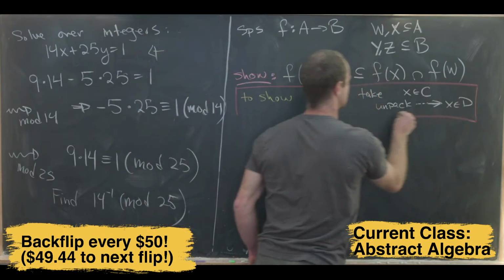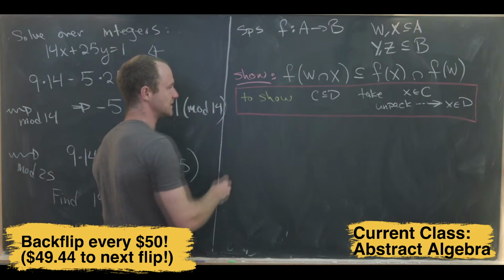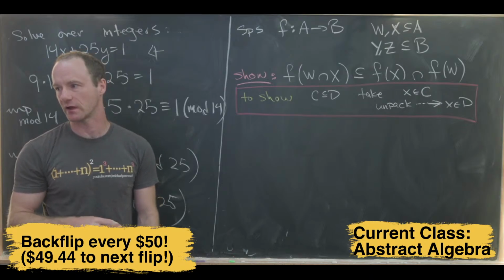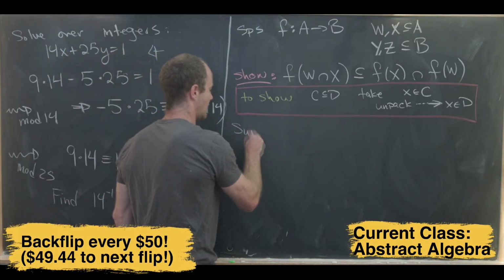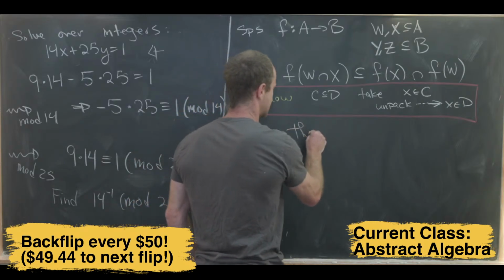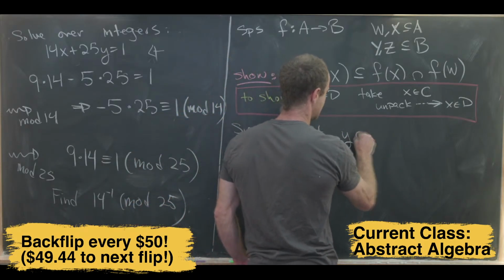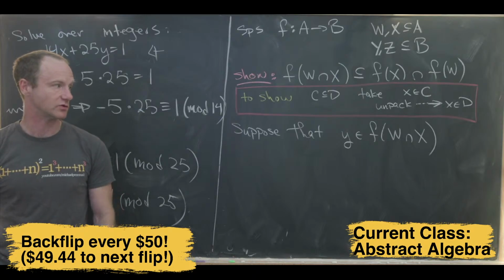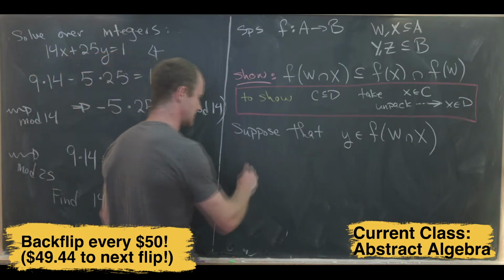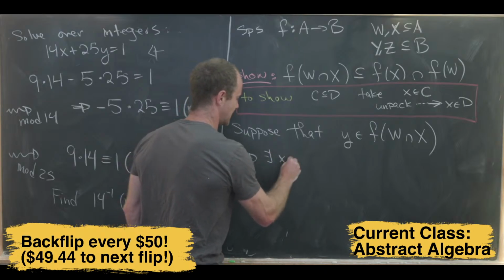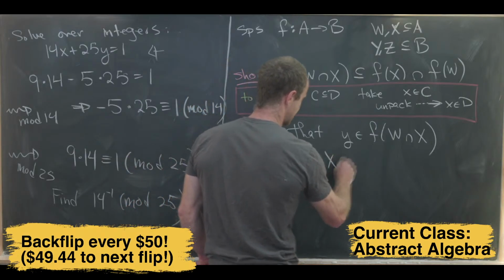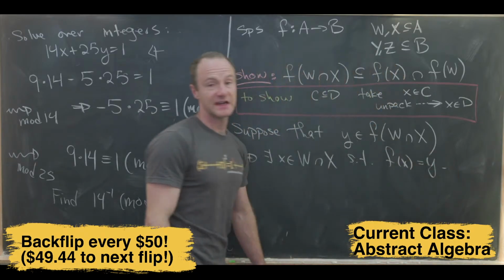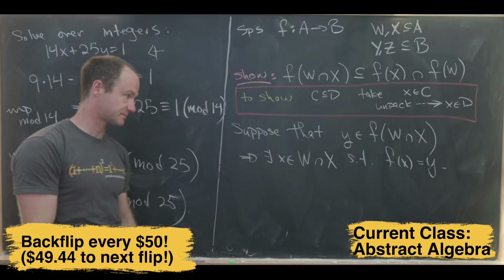It's just that our C has to do with this function and our D has to do with this function. And then let's also not use x because it's the image of our function, and generally we'd like to use another letter for that. Let's use y. So let's suppose that y is in the image of X intersect W. Okay, but what does that mean? That means that there exists an x in W intersect X such that f of little x equals y. That's just the entry fee into being inside the image.